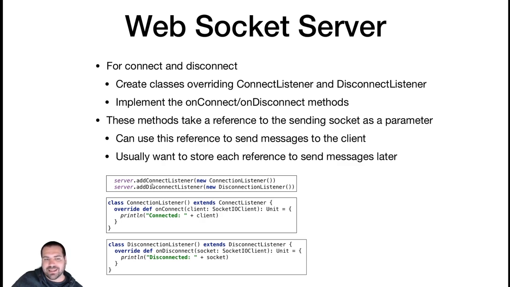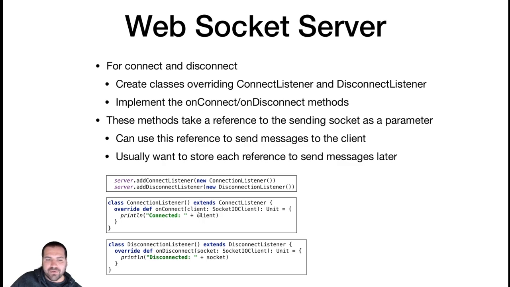Every time you call add connect listener, it's going to be added to a data structure of all the connect listeners. So when the connect event occurs, a client connects to this server, the server is going to go to every connect listener and call its onConnect method with a reference to the client's socket. We can think of this Socket.io client similar to an actor ref, where we have a reference to that socket, and we can use that reference to communicate with that user, with that client.